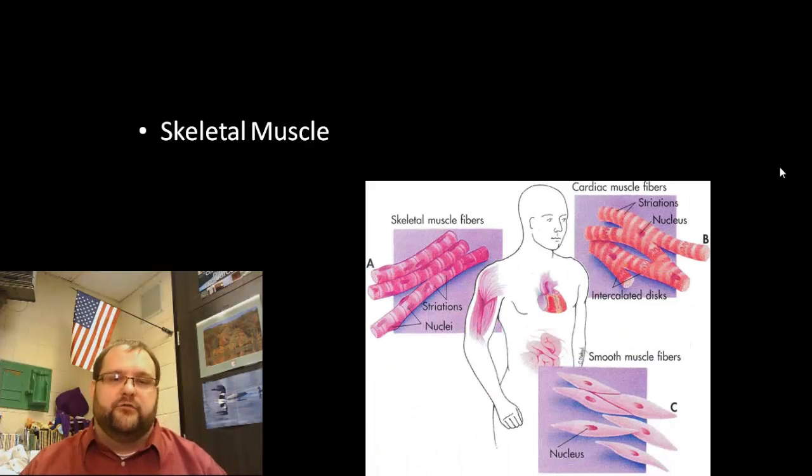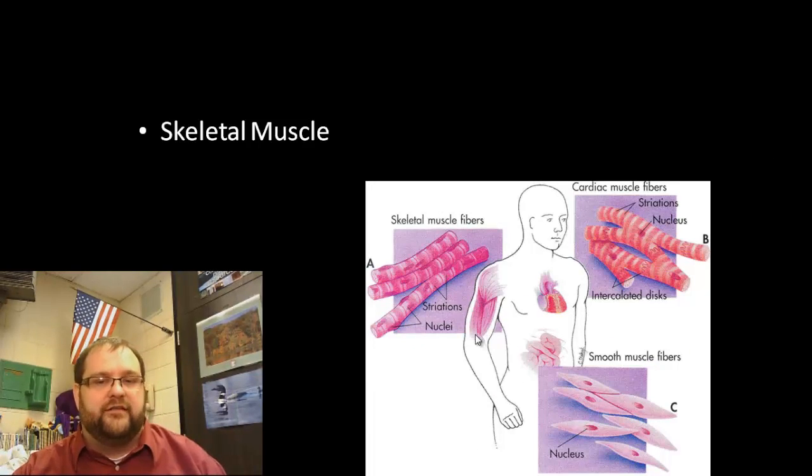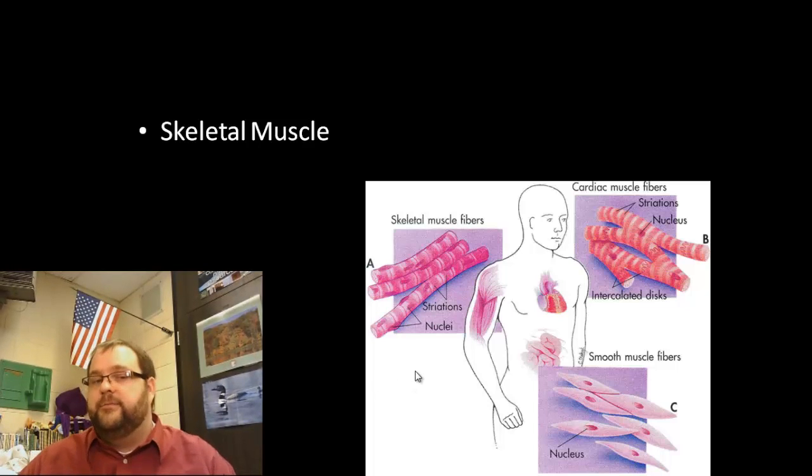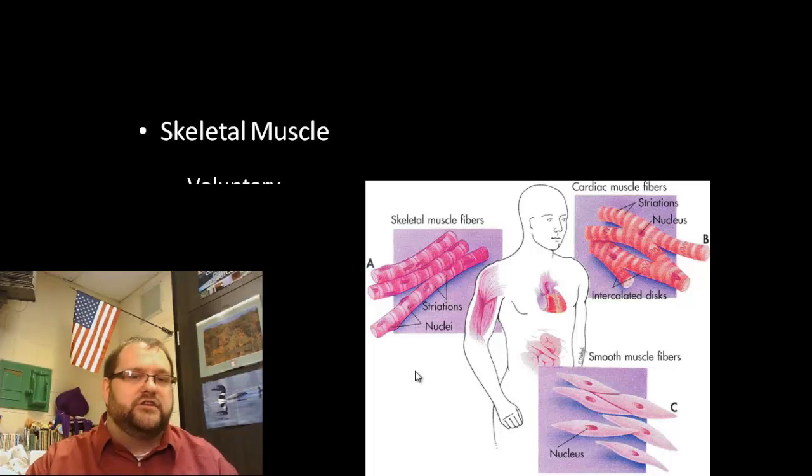The other type is skeletal muscle. This is the biggest primary muscle in our body. Most of our body is skeletal muscle, and it's going to end up moving our skeletal system. So if we take a look at our arm here, these muscles, our deltoids and triceps and biceps, those are skeletal muscles. That's what skeletal muscle looks like. They're these long fibers, and they're striated. They have lines dividing them, or striations.